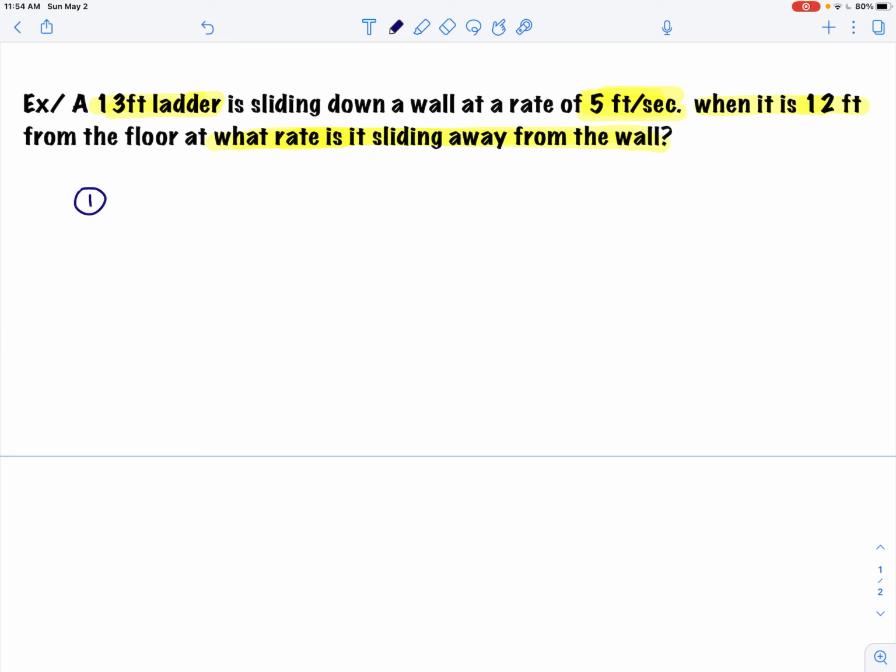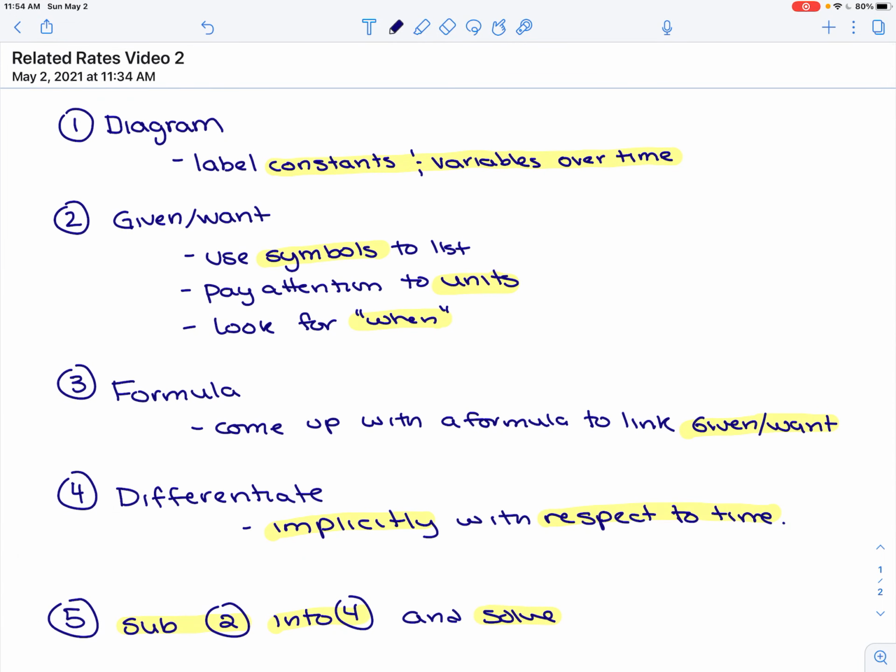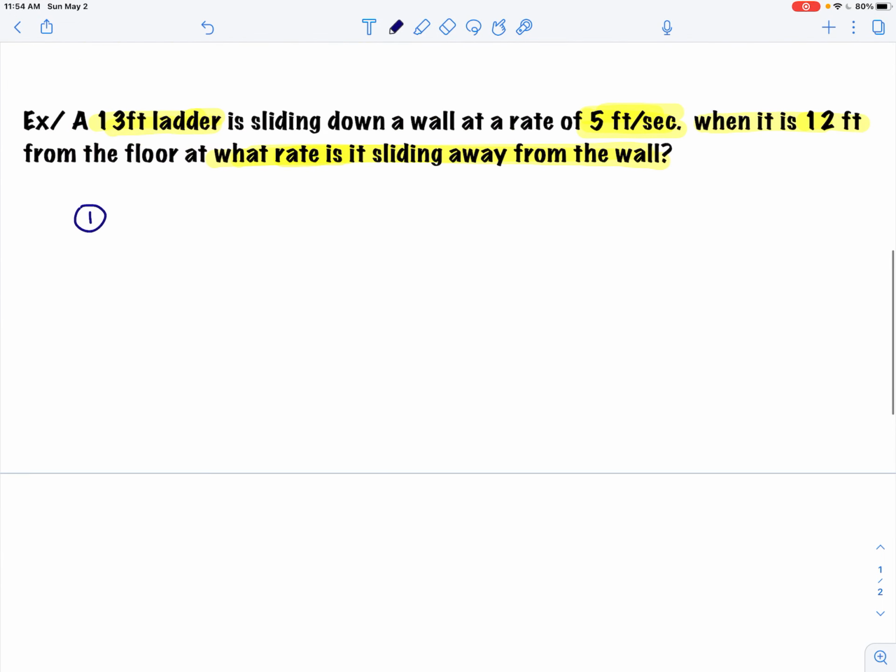So I'll label them 1 to 6 so you can see where in this word problem I'm connecting back up to here. So I'm going to make a diagram. So I have a wall, I have a floor. You know, I can be super obvious here. Wall. Okay, and then I have a 13-foot ladder leaning and sliding down. So I'm just going to draw my 13-foot ladder.